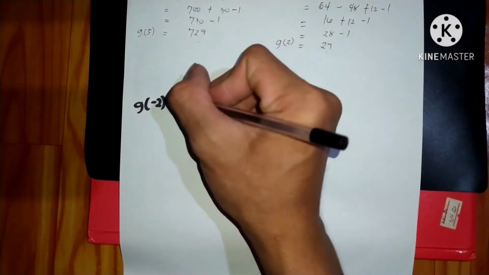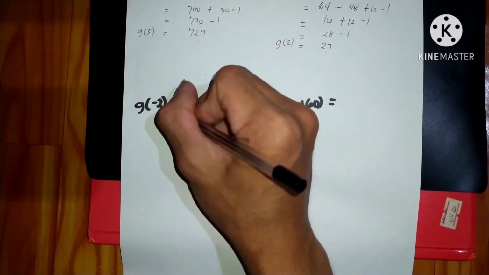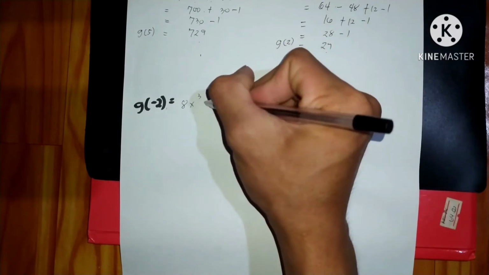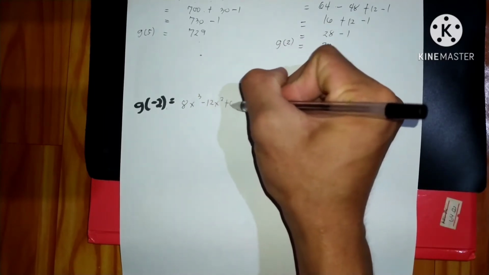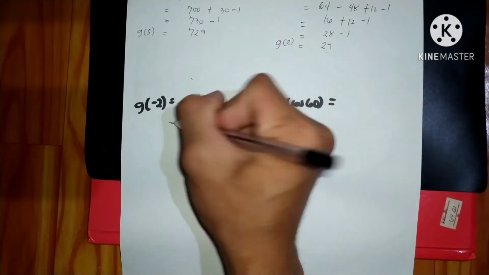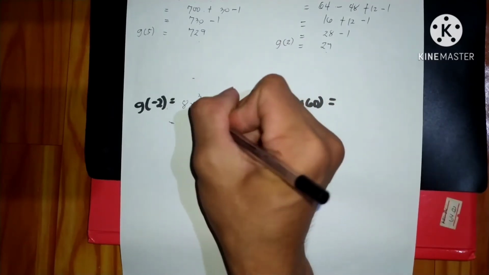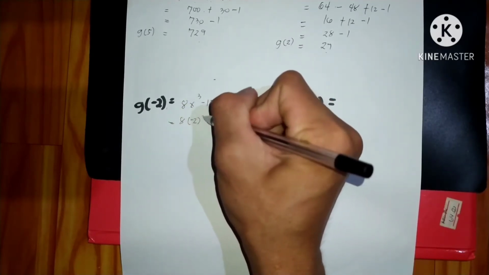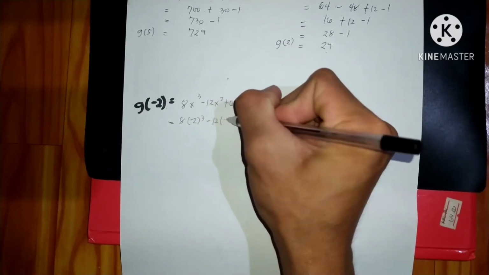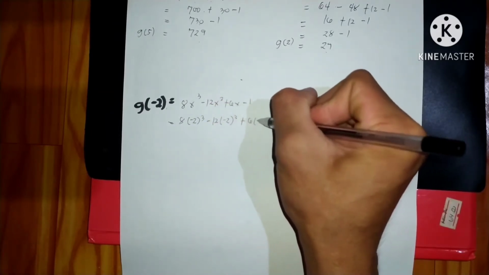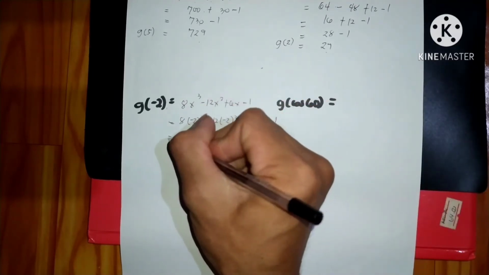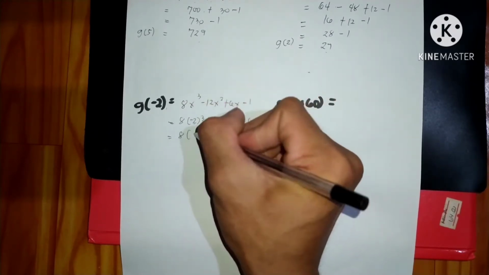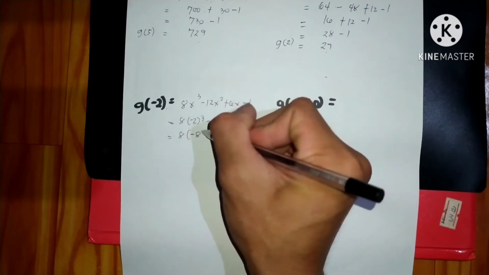Ang next natin na kukunin ay ang g of negative 2. So, copy the equation. 8x cubed minus 12x squared plus 6x minus 1. So, ganun pa rin ang gagawin natin. The value of negative 2 must be substituted into the variable x. 8 times negative 2 cubed minus 12 times negative 2 squared plus 6 times negative 2 minus 1. 8 times, so negative 2 cubed is equals to negative 8.